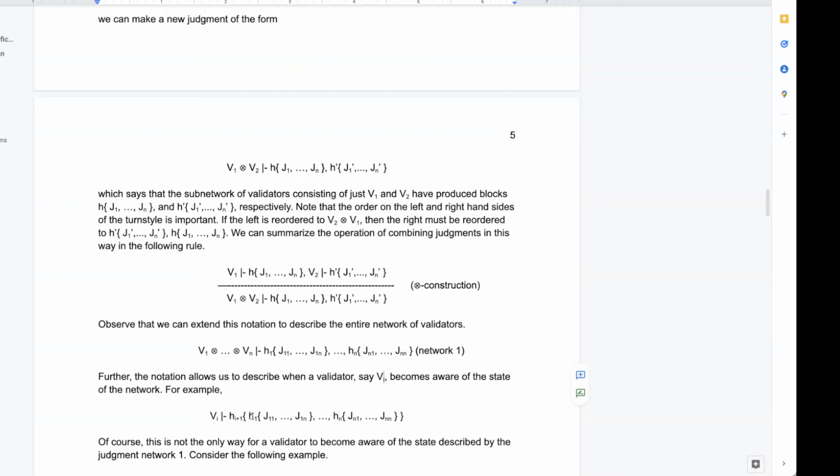It is one example among many where validator Vi is aware of the state of this network. Each of these blocks now becomes justifications in a higher level block for Vi. Right. So at that point, Vi has a view of this state of the network.